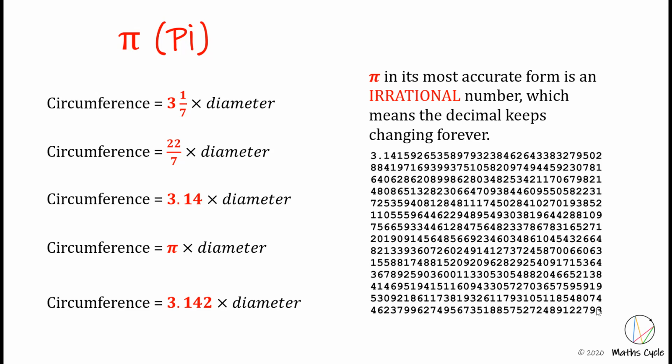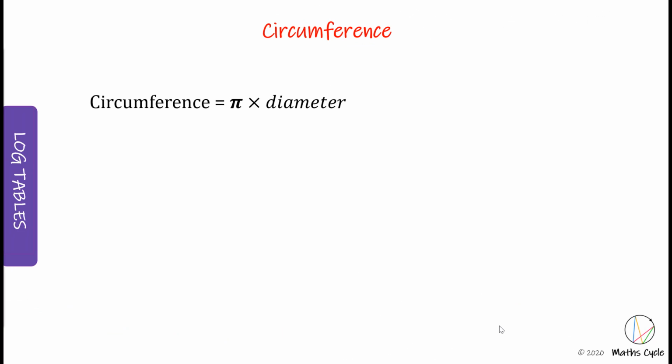totally irrational. But for all of our sums, we will get a really good degree of accuracy by just using 3.14 or 3.142 or, for the most accurate answer, the pi option on the calculator. So we will now say that the circumference is the number pi multiplied by the diameter. We are now going to look at how this formula is represented in the log tables.